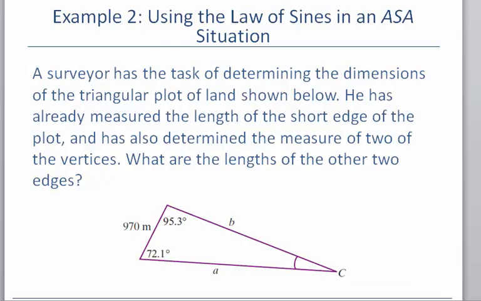Our first one says that a surveyor has the task of determining the dimensions of the triangular plot of land shown below. He has already measured the length of the short side of the plot and has also determined the measure of two of the vertices. So we know that the short side is 970 meters. We know that one angle is 95.3 and a second angle is 72.1. What are the lengths of the other two edges?